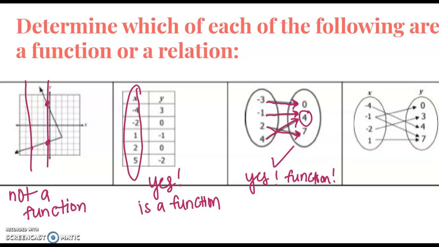Okay, what about this last one? This last mapping. Is this a function? Well, let's make sure we only have one arrow going away from each x. That's only one up, but look, -1 has 2 y values. This is not a function. Ooh, sorry about my handwriting here.